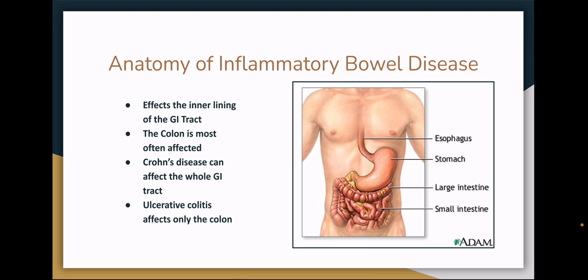And then the anatomy of inflammatory bowel disease: it affects the inner lining of the GI tract. The colon is most often affected, so in most cases the colon is always going to be affected. And then Crohn's disease affects the entire GI tract, while ulcerative colitis only affects the colon.